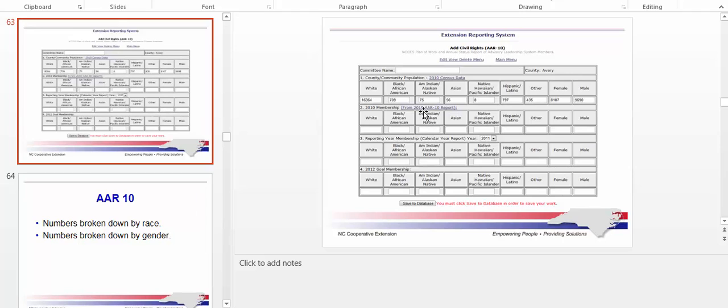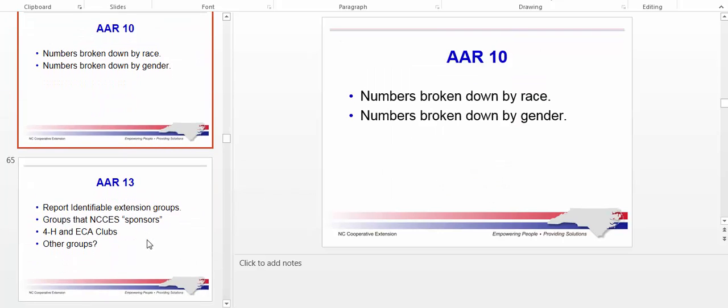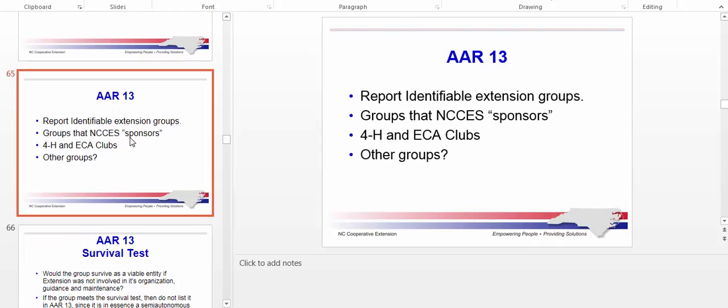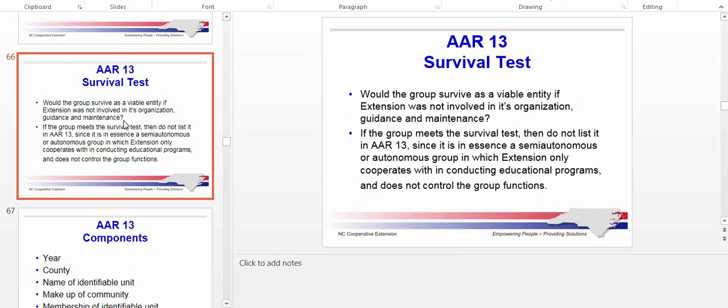So this is the breakdown, like I said. Numbers are broken down by race and gender. Then you move to 13. 13 reports identifiable extension groups. Groups that cooperative extension sponsors, includes 4-H and ECA clubs and other groups. To determine if they should be under 13, think of this as a survival test.